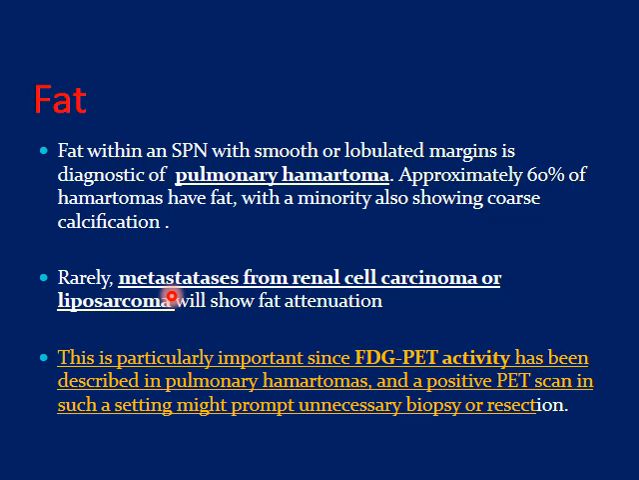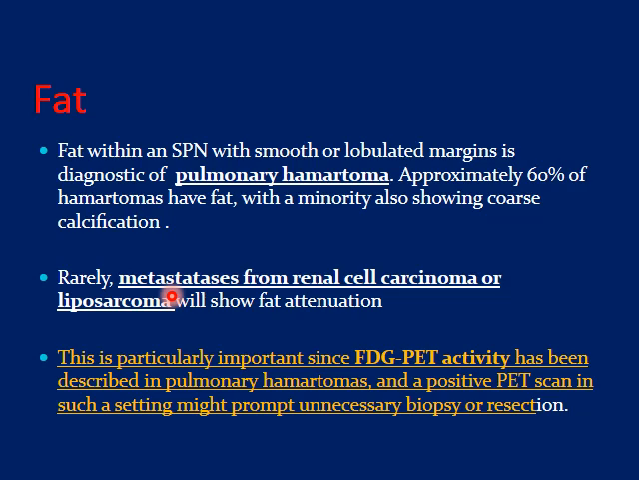Let's go to fat. Fat within a solitary pulmonary nodule with a smooth or lobulated margin is diagnostic of pulmonary hamartoma. About 60% of hamartomas have fat, with a minority also showing coarse calcification like popcorn and so on. Rarely, metastases from renal cell carcinoma or liposarcoma may contain fat. This is particularly important. Why? Because FDG PET activity has been described in pulmonary hamartomas because of the presence of fat. And a positive PET scan in such a setting might prompt unnecessary biopsy or resection. That's to say, hamartomas may show some activity in PET-CT due to the presence of this fat.